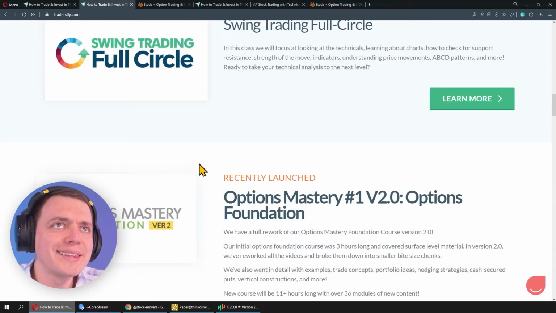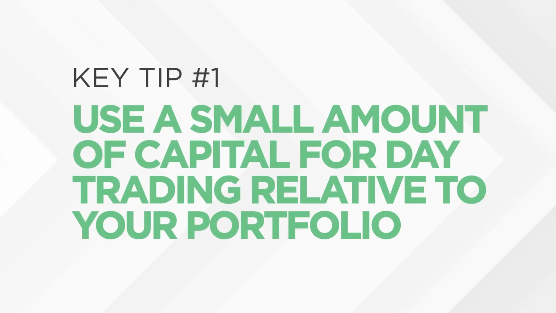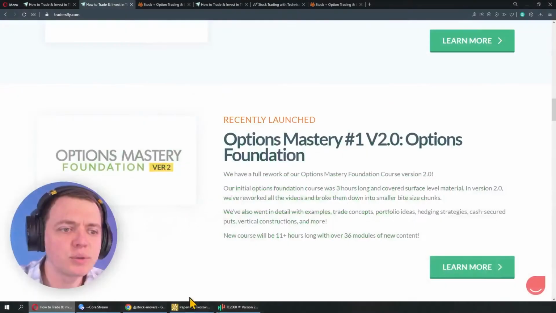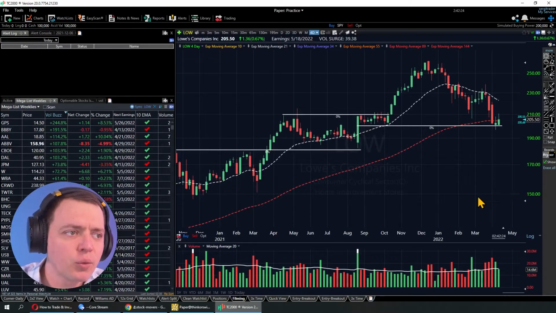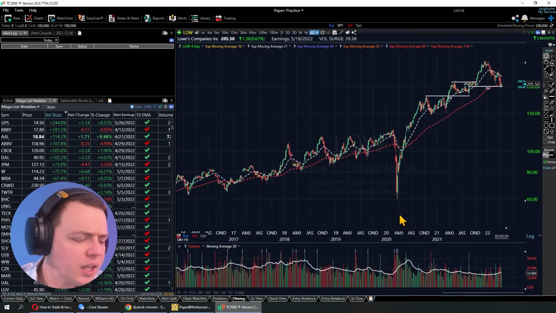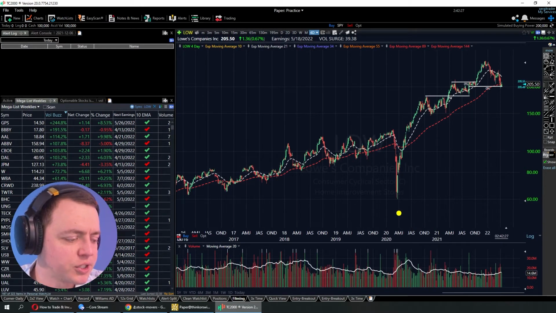Okay, so let's kick things off. I'm going to start out with tip number 1, and that is use a small amount of capital for day trading relative to your portfolio. So what does this really mean? When we start looking at day trades, what a lot of people do is they use like 100% of their money or account in order to day trade.